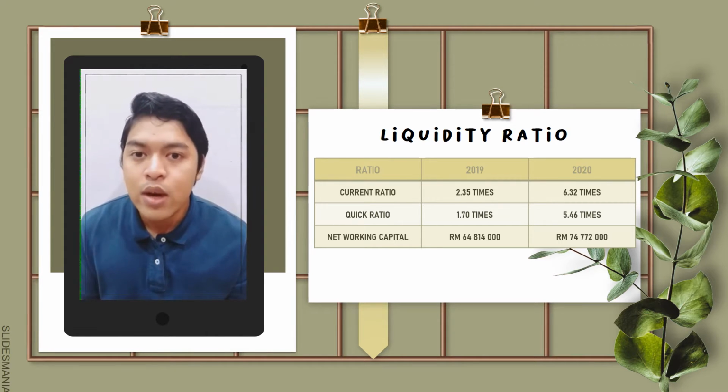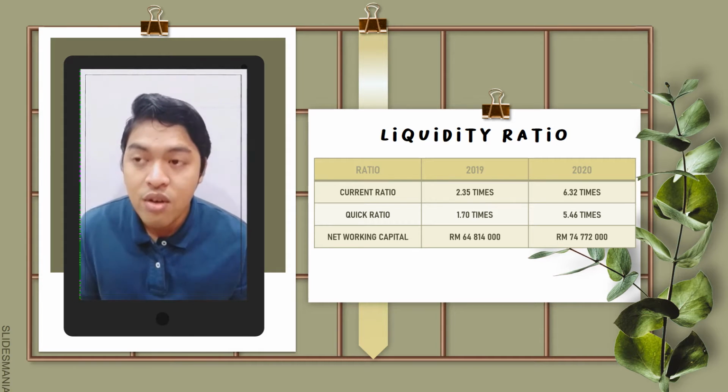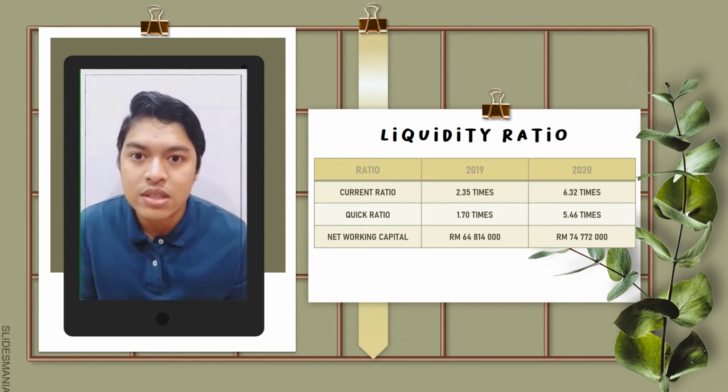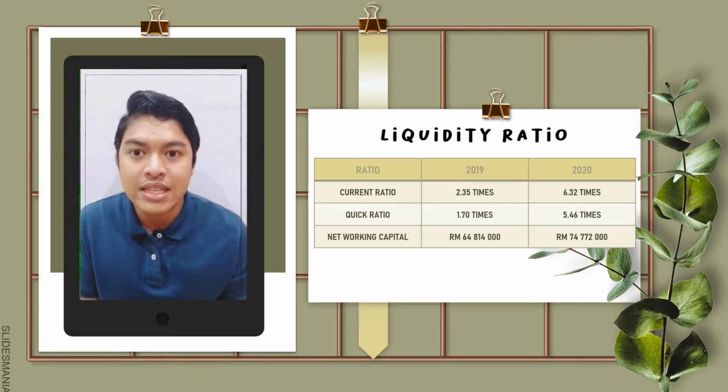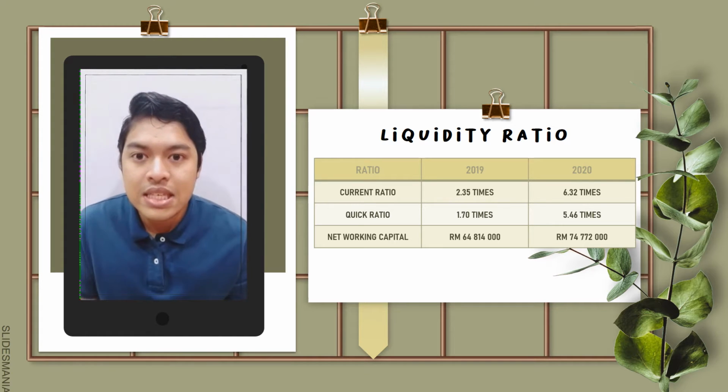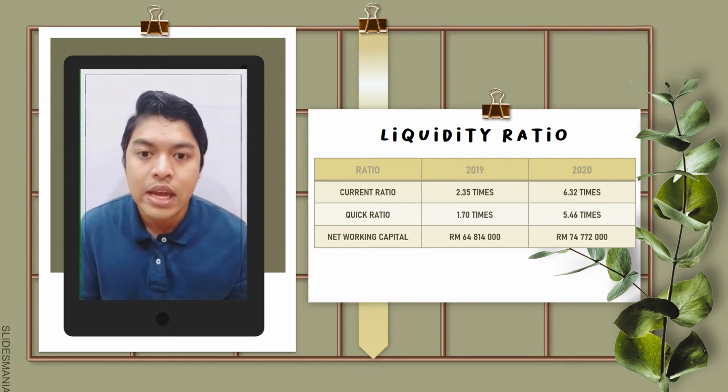Lastly, the net working capital of the company in year 2020 is RM74,772,000, higher than year 2019, which is RM66,814,000. This shows that the company has higher ability to pay its short-term obligations on time in year 2020 compared to year 2019.